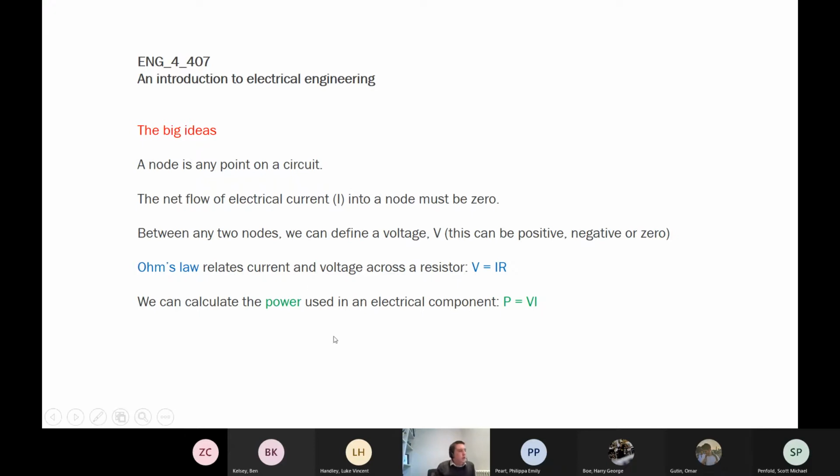And then I said we were going to try and tie all of this back to power, because that's something we can relate to our mechanical engineering work. And so that's what this last equation does for us. Power is voltage times current. So I'll keep revisiting this slide just so that people can focus on the big ideas, I think.